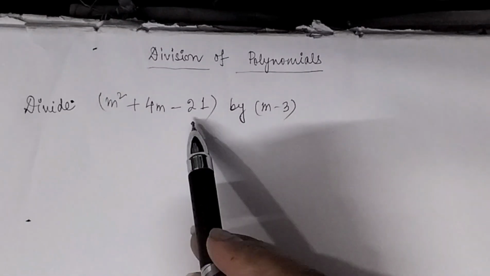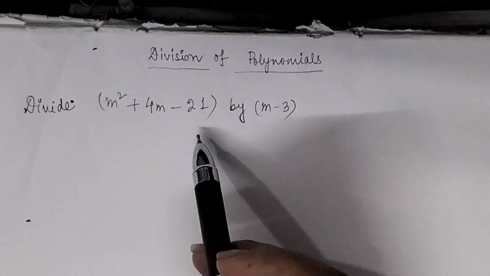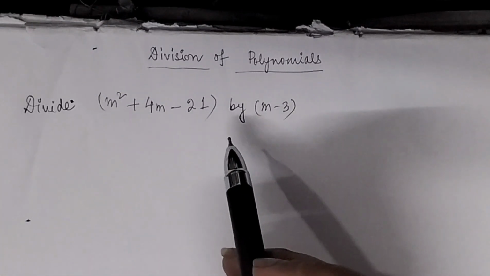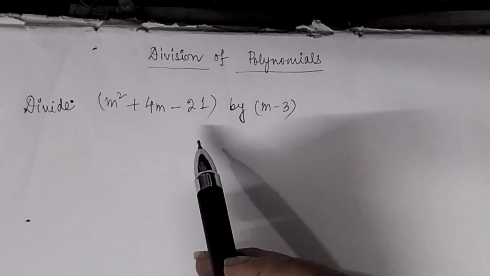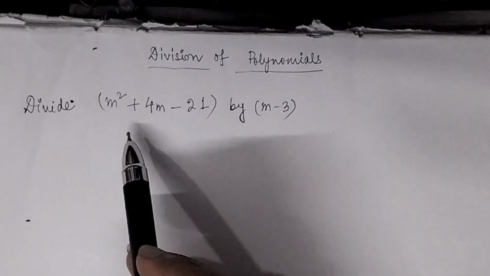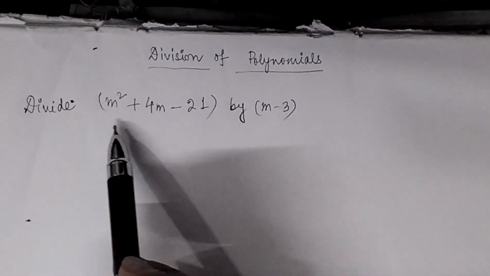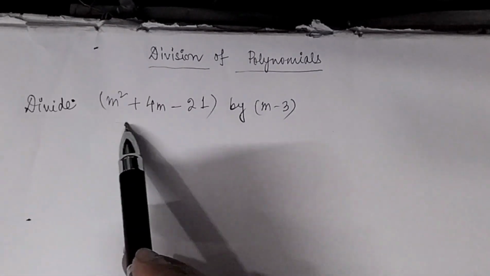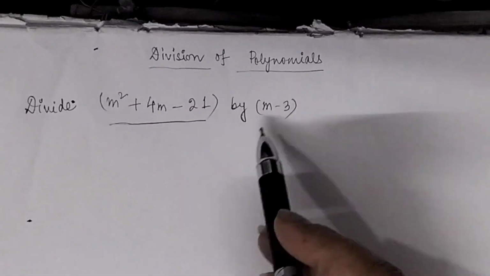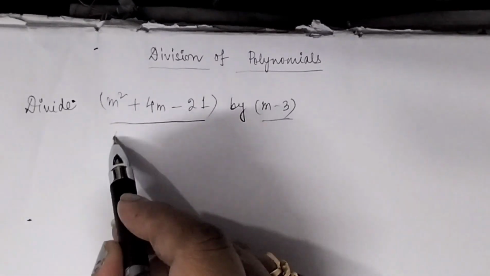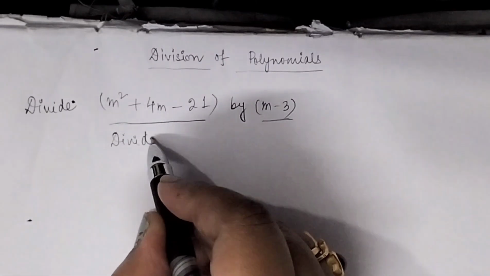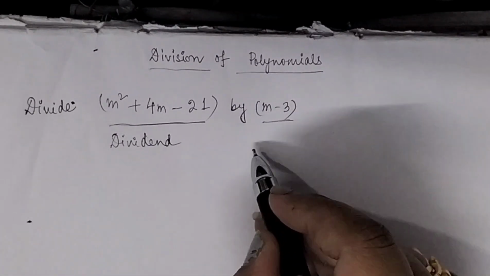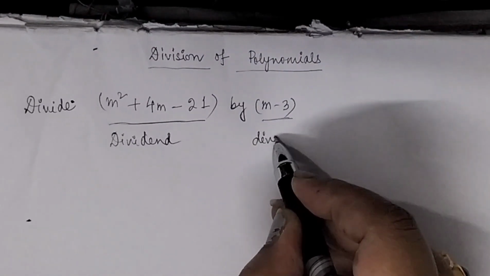First of all, you have to check whether both dividend and divisor are in the descending order of the powers of their variables or not. For example, if I take this one, here this one is the dividend and this one is the divisor, right?